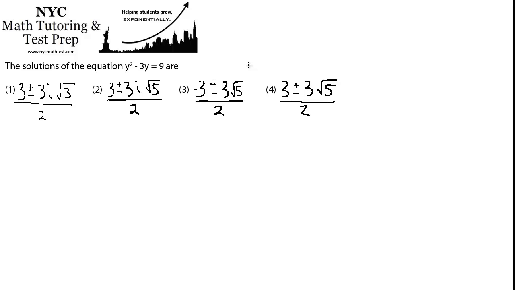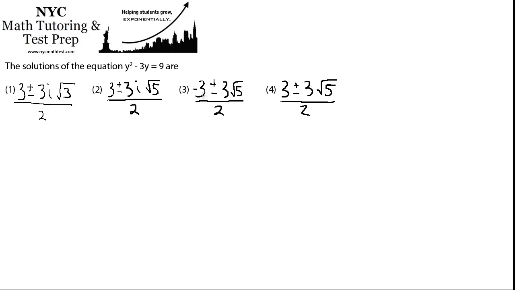The solutions of the equation y squared minus 3y equals 9 are which? So clearly this is a factoring problem, but let's take a look at the answer choices before we dive in and just see what's different. Two of the answer choices, 1 and 2, have i in them, so that means it's an imaginary solution. And two of them don't, so these are rational numbers.